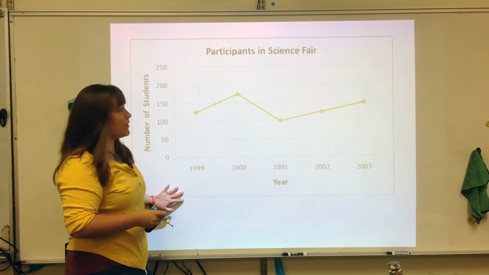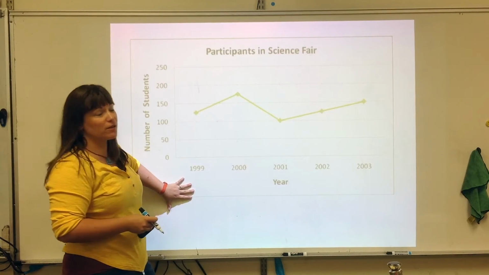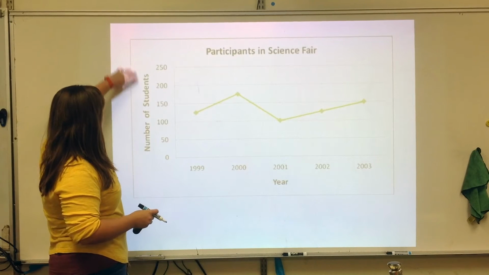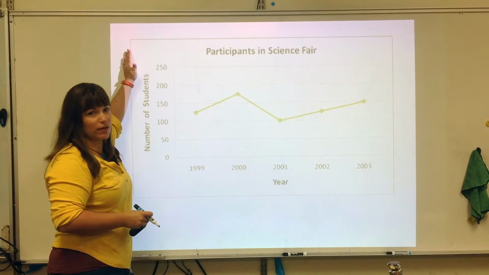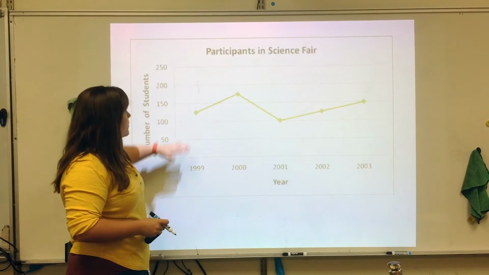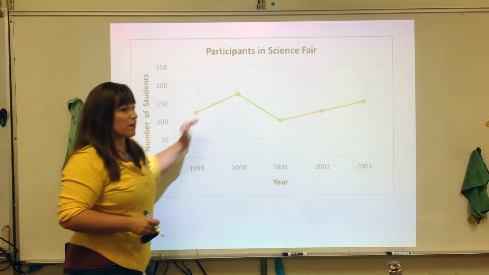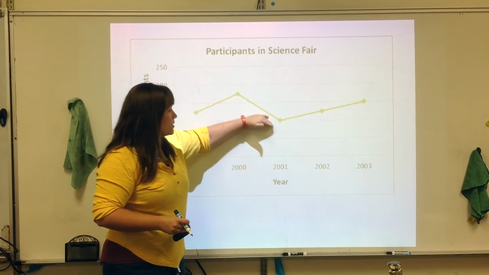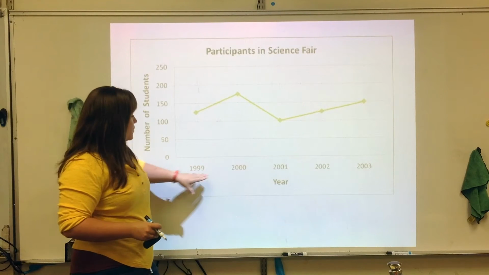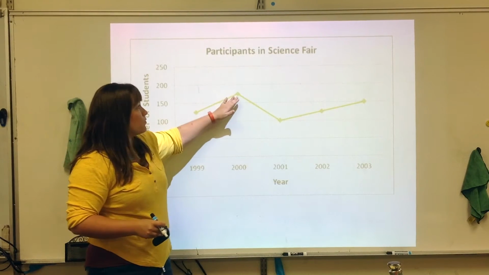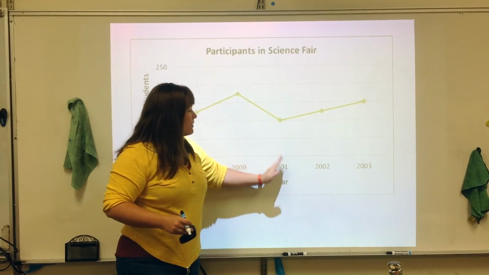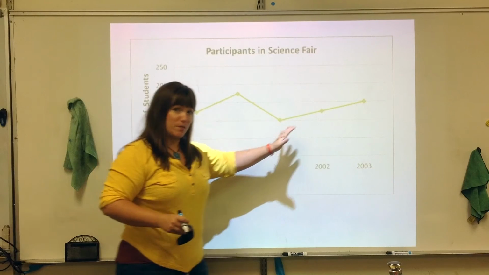Here's another broken line graph for you that has some context around it. We have years. Again, the time is on the bottom, and the number of students is over on the left. And over time, the participants in the science fair is increasing, but then decreasing, and then steadily increasing. And you would have to describe between 1999 and 2000, participation went up, and then from 2000 to 2001, it went down, and then from 2003, the trend, it seems to be going back up.